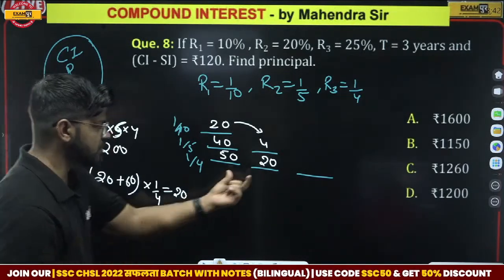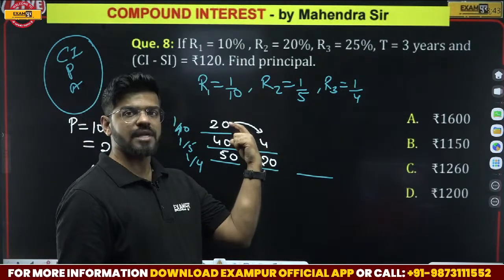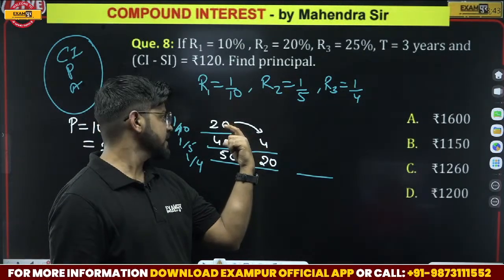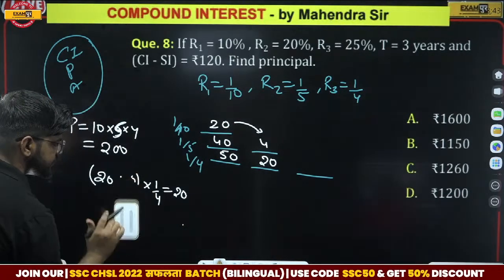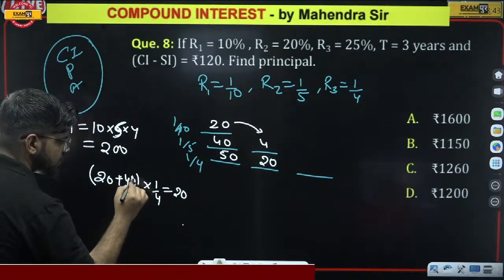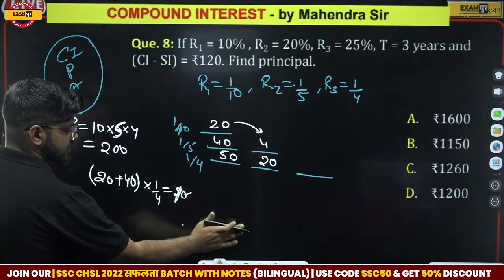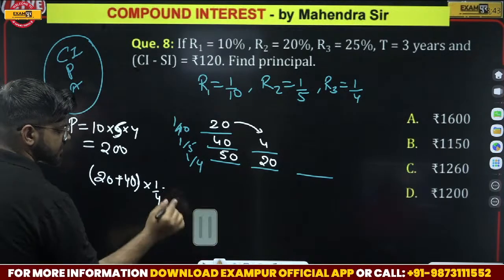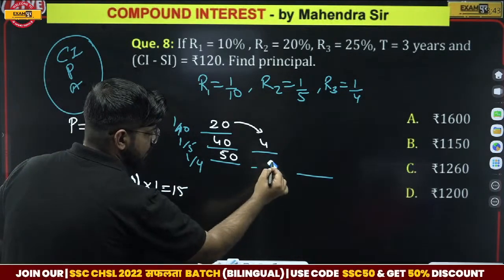Okay. So how to fill this slab? To fill this slab, just go back 2 slabs. Upon second year slabs, add it. Here is 40 now. So we will get 60. 60 by 4 is 15. Okay, here is 15. Let me rub it.